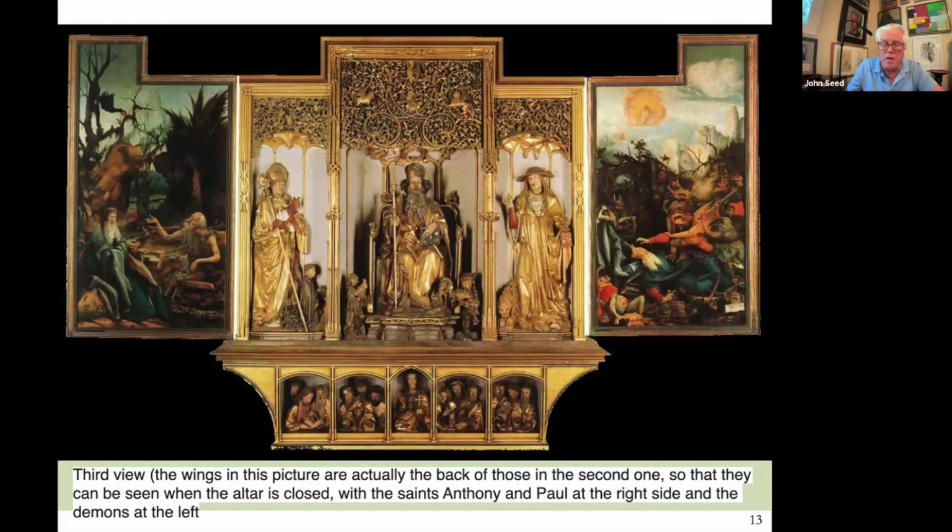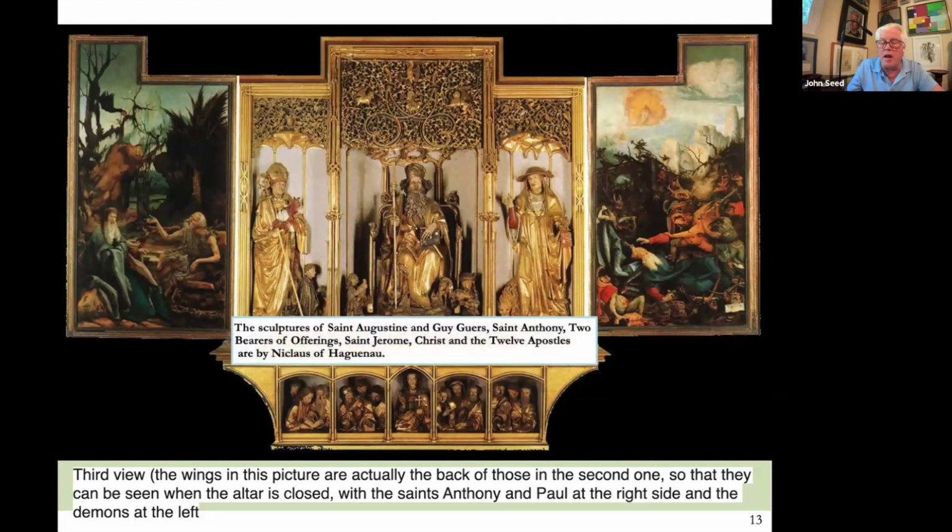In the third wing, we have a great series of carvings by a different artist. So that Northern tradition is brought into the painting. And it includes St. Augustine. And the second name there, Guy Guers, is the patron who paid for the carving of this section. So he kneels in tiny form over there at the left. But Christ and 12 apostles are down below, all carved in lindenwood.